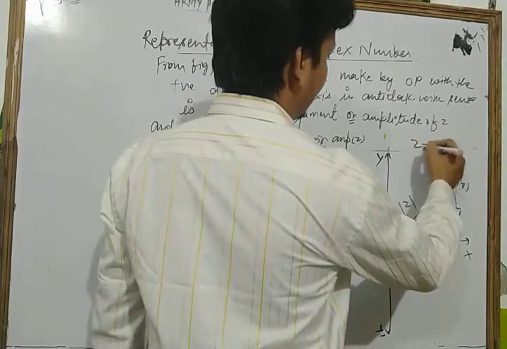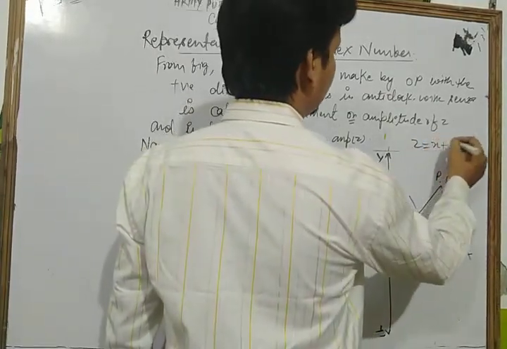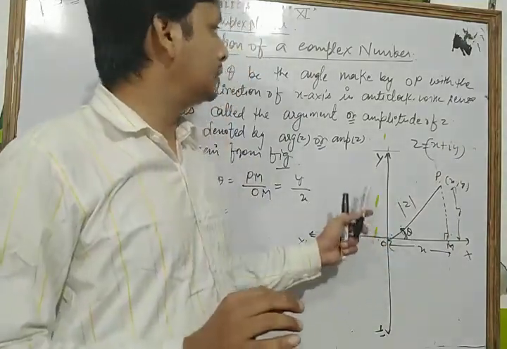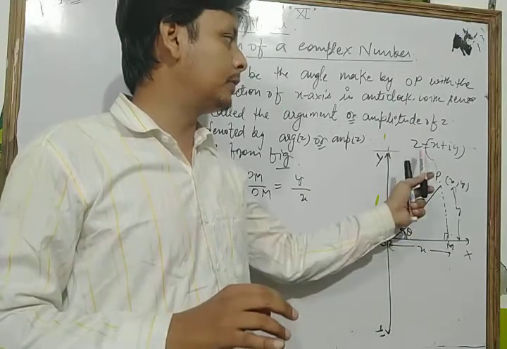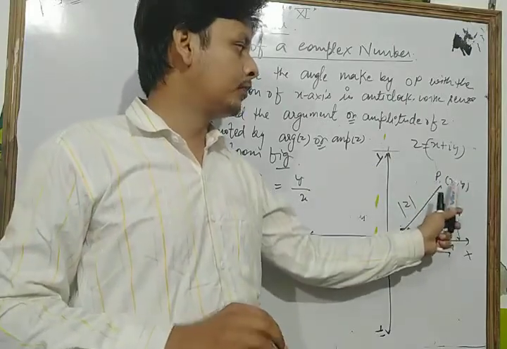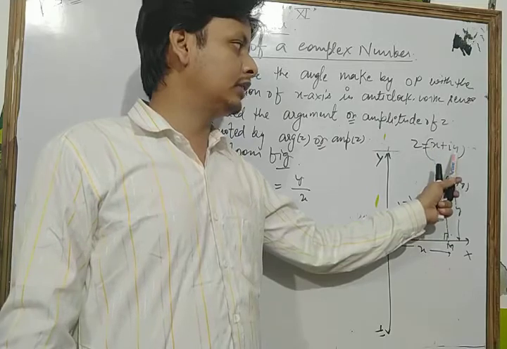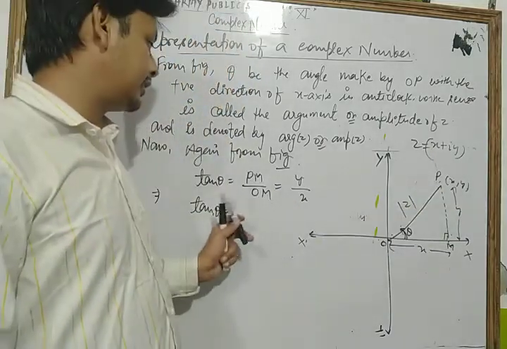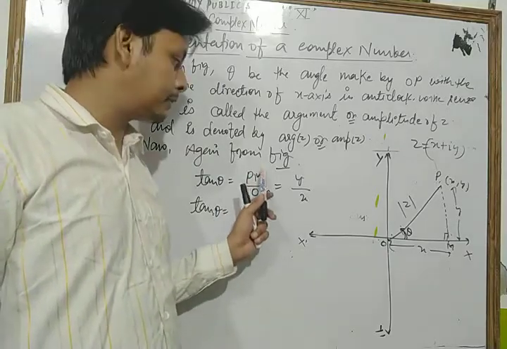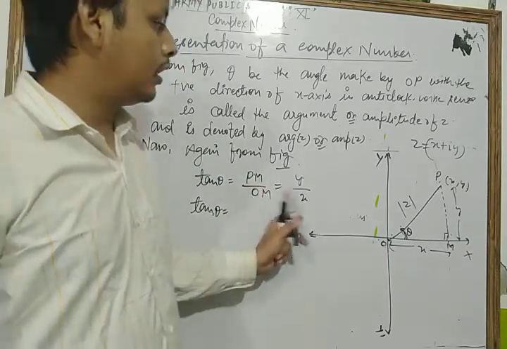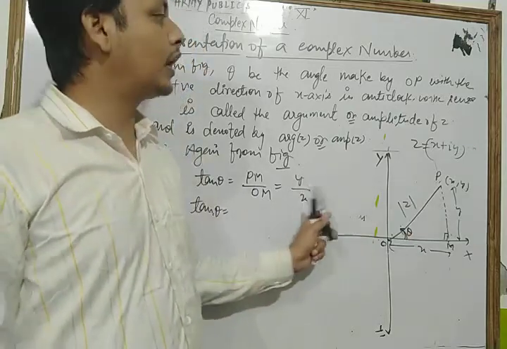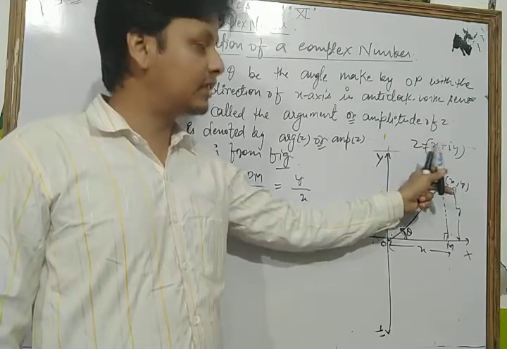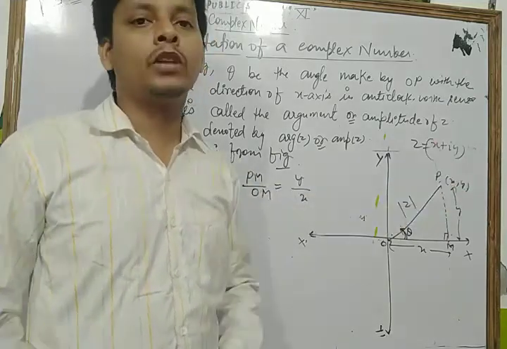This figure represents the geometrical representation of the complex number z is equal to x plus i y, where x is its real part and y is its imaginary part. From the figure it is clear that tan theta is equal to PM upon OM, that is perpendicular upon base, which is y upon x. Here y is the imaginary part of z and x is the real part of z.